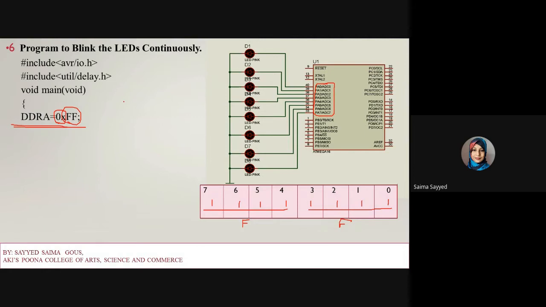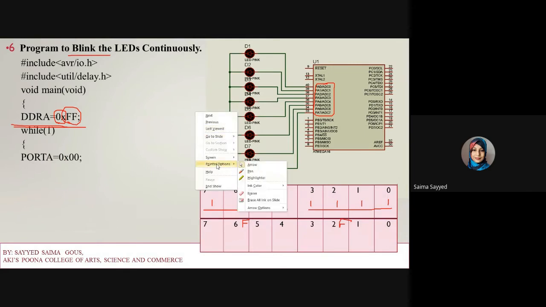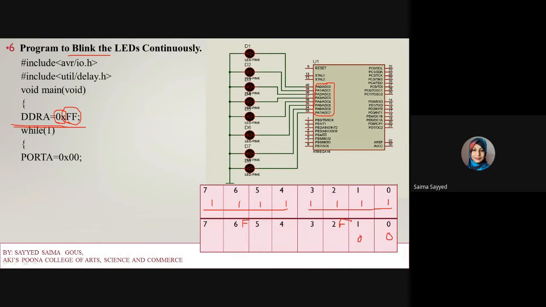Now we have only configured port A as an output port. Now we have to pass the value and blink the LEDs. That means all LEDs should be 1, and then after some time all LEDs should be 0, and continue. We have to make this sequence continuously. So for continuation we are going to use while(1). This is an infinite loop. Then PORTA is equal to 0x00. Now pass the value 0 0 0 0 0 0 0 0, and all LEDs will be off.